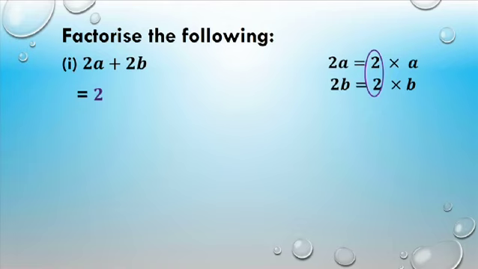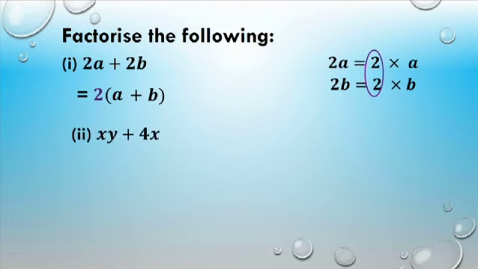So 2 is common here. And for the first term, we are left with a. For the second term, we are left with b. So we have plus b. Because I have a plus here, I keep the plus.